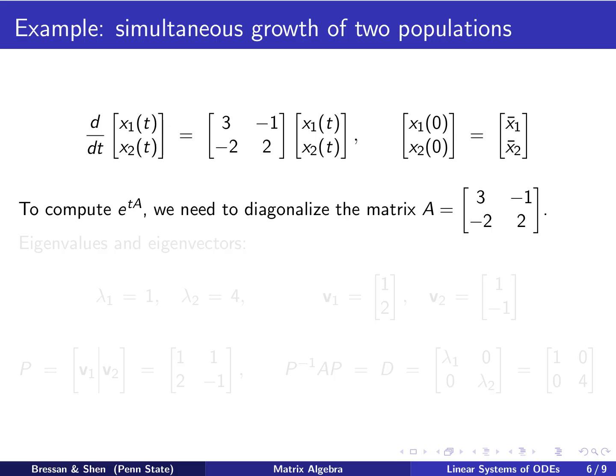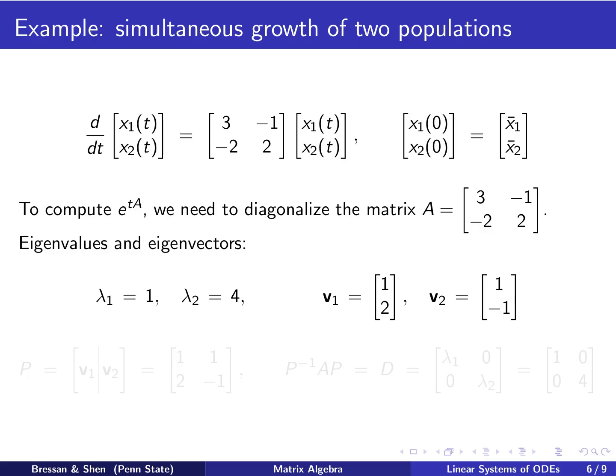Now let's go back to the population model, where we have the growth of two competing populations, simultaneous growth. In the previous lecture, we set up the system like this with the initial condition, and we know that the solution is e to the tA times the initial condition. So we want to compute e to the tA. Then we need to diagonalize the matrix A, which is the coefficient matrix for the model here.